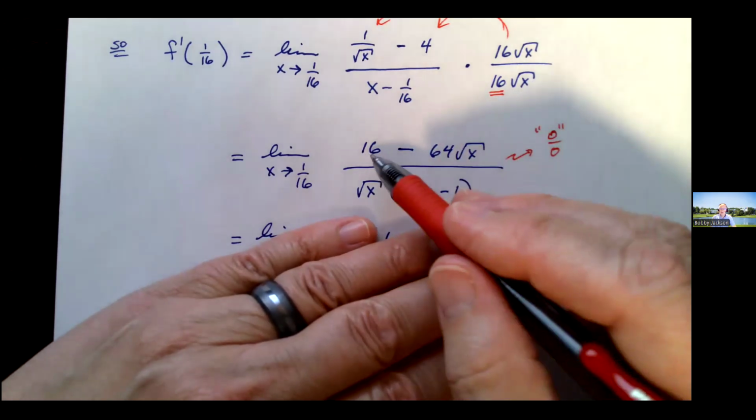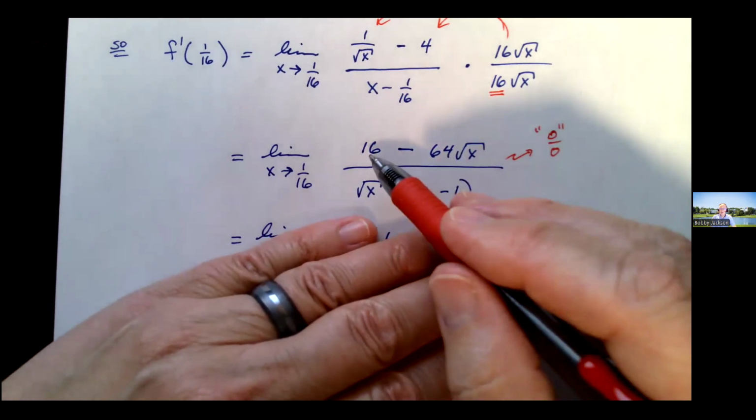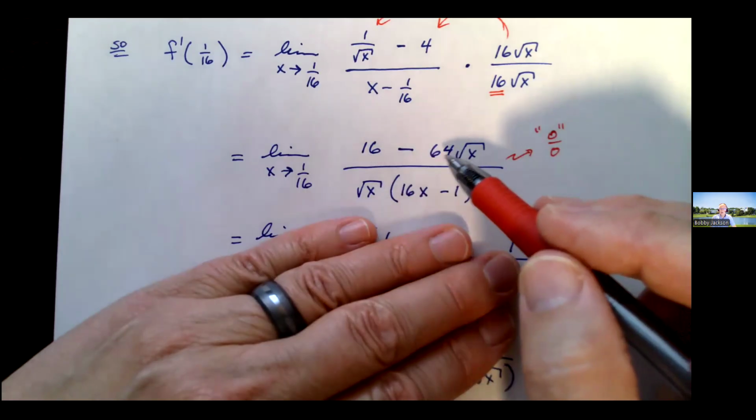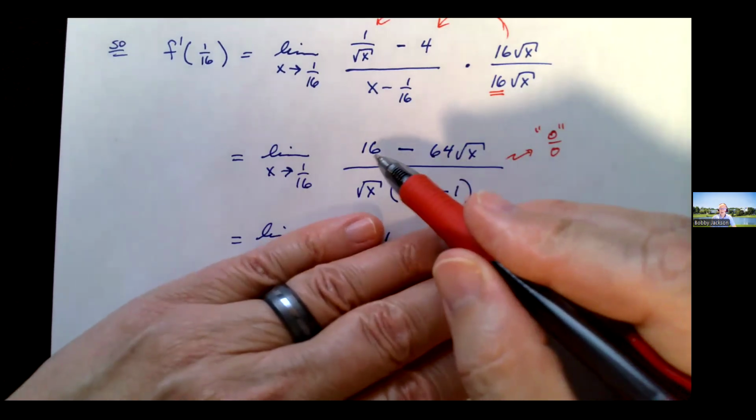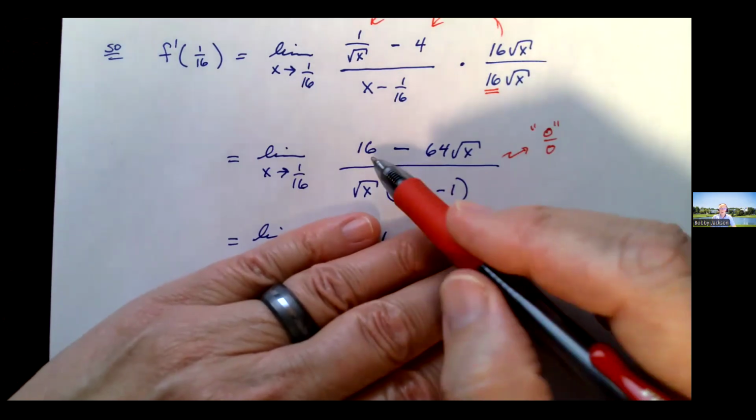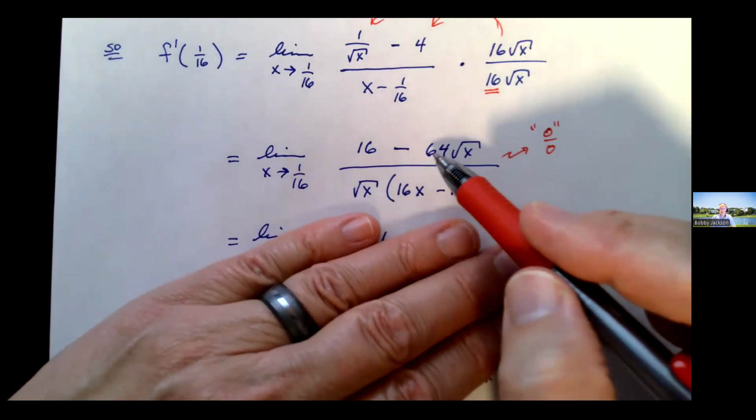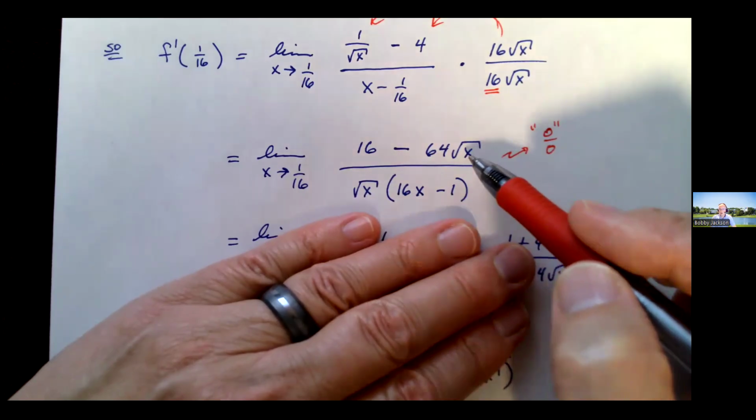So I want to rationalize the numerator. Now, when you look at this, you might say, I'm going to multiply by the conjugate, which would be correct. Would you multiply by 16 plus 64 square root of x? You could do that.